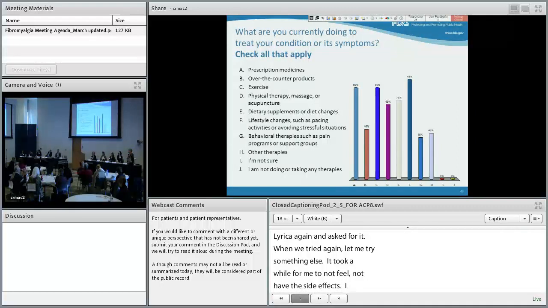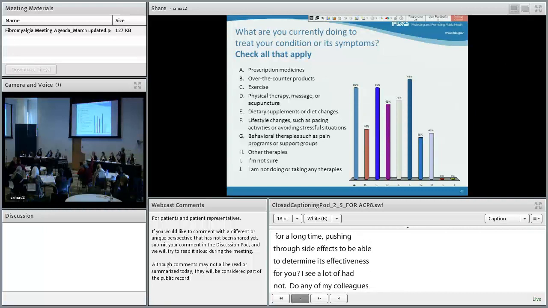I started with very small doses, and now up to 500 a day. And I don't have any side effects at all from it. It doesn't work 100%, the pain's still there. Okay, is this resonating with you, that you're trying it for a long time, having to push through some side effects to be able to determine its effectiveness for you? I see a lot of head nods.